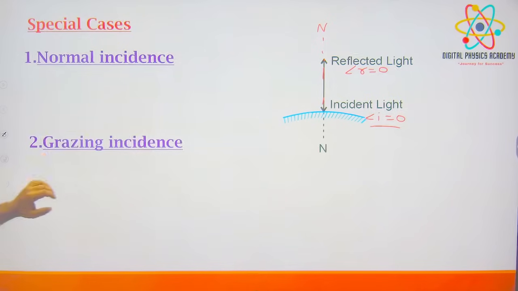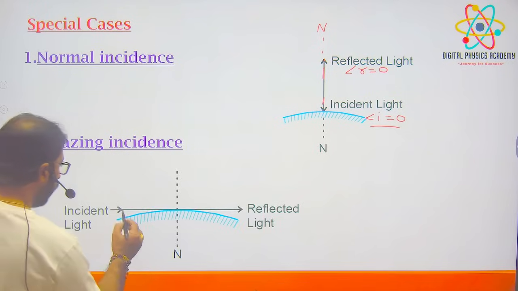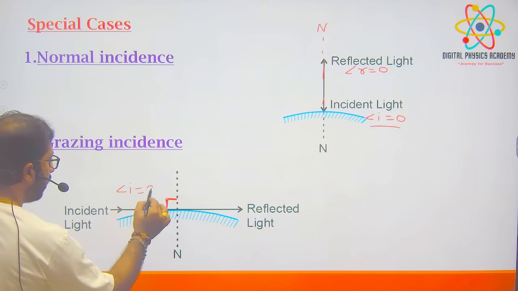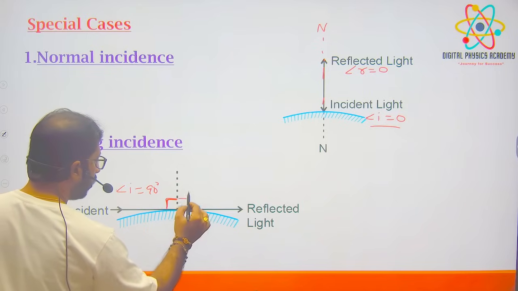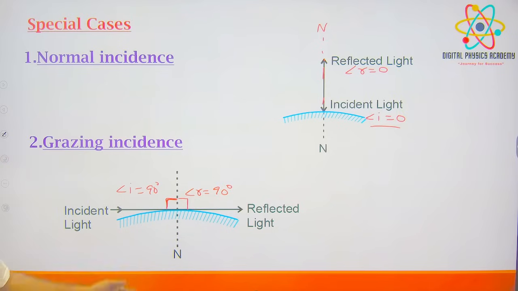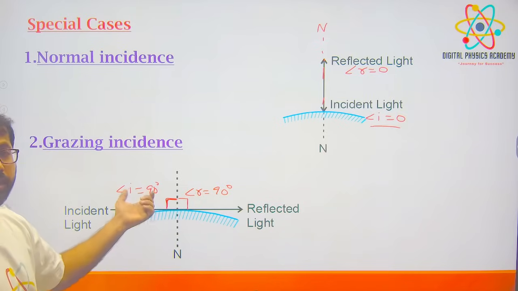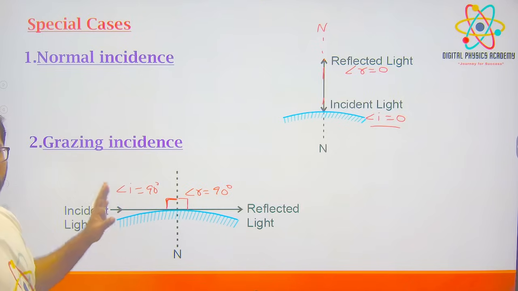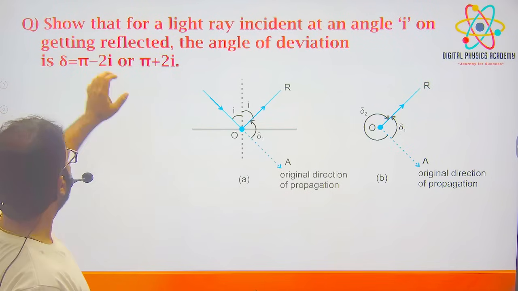And the second one is grazing incidence. What is grazing incidence? Look, when the angle of incidence is 90 degrees, so here the angle of incidence is how much? 90 degrees. It grazes along the same direction, because the angle of reflection is also 90 degrees. Okay, so this is what we call grazing incidence. It will graze along the surface because to satisfy angle of incidence equal to angle of reflection, right? Understood? Copied? Okay.